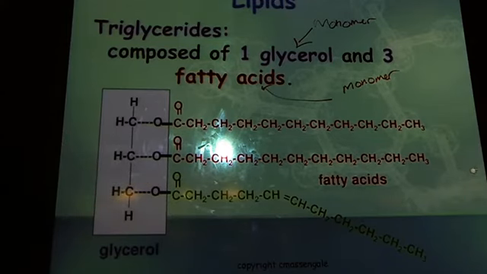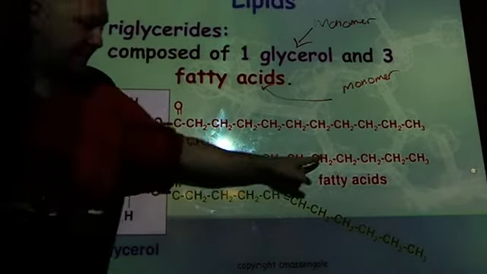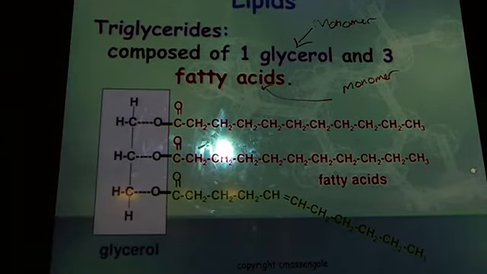Now, why do we call it tri? There's three fatty acids. That's right, we have our three fatty acids. This is a fatty acid. This is a fatty acid. This is a fatty acid. We call them tails, fatty acid tails.